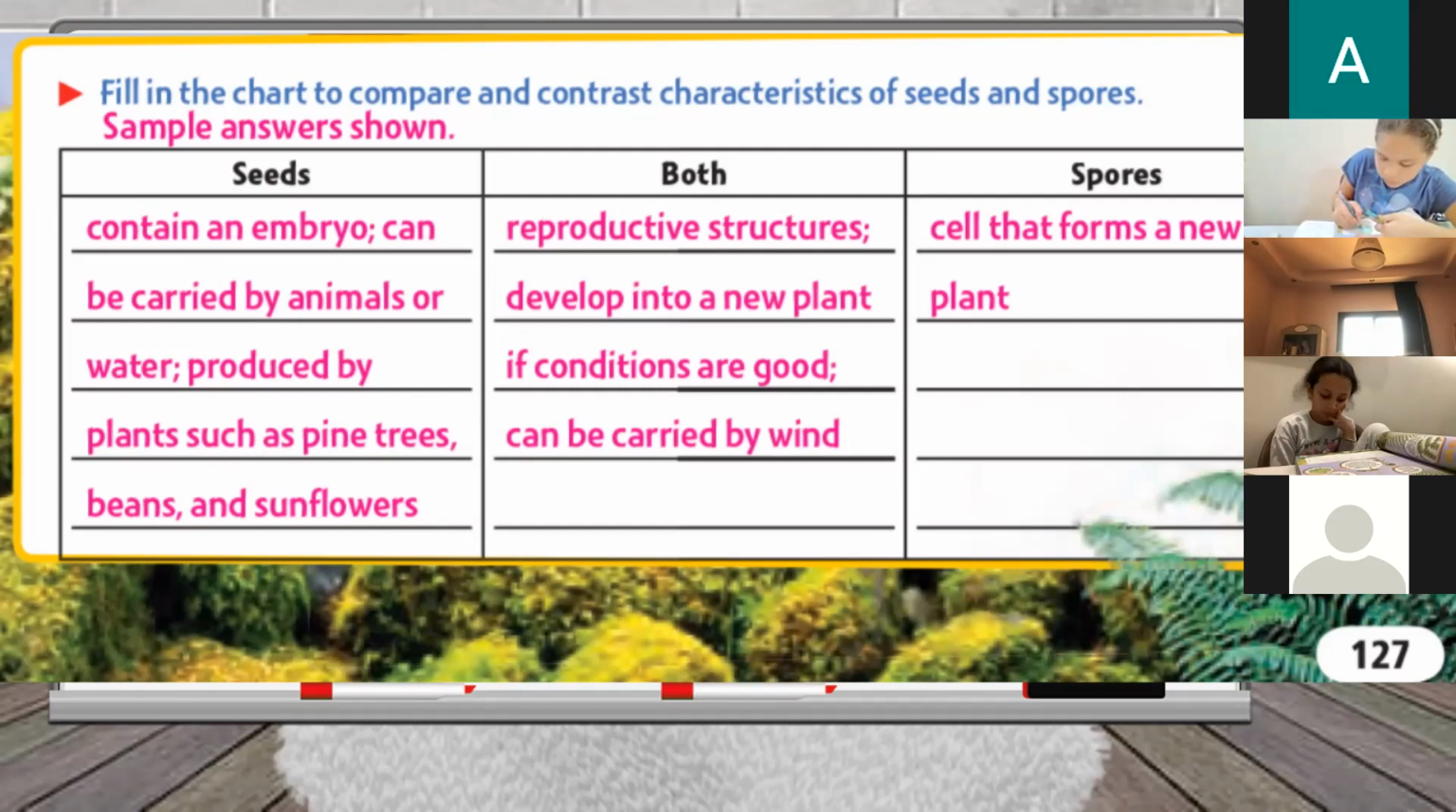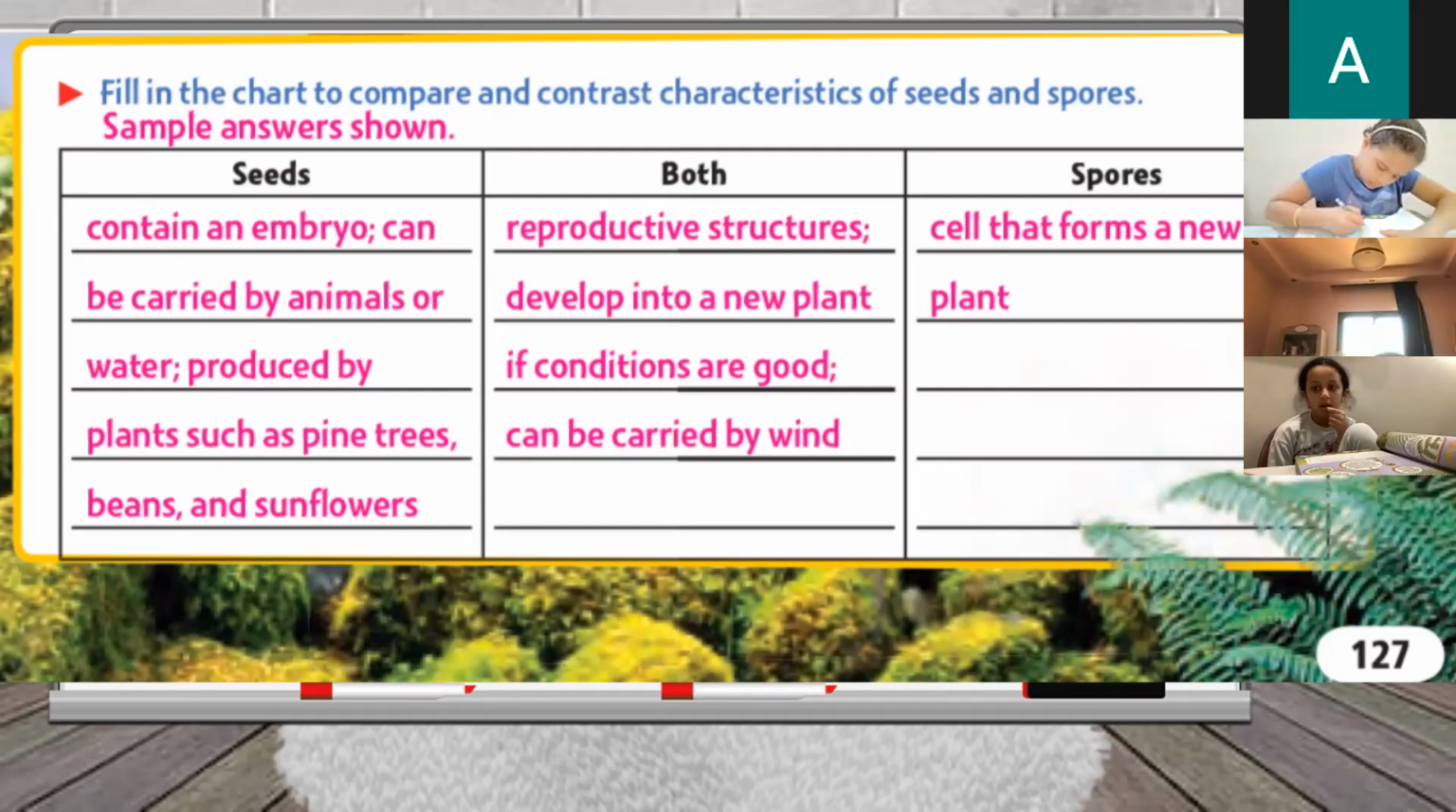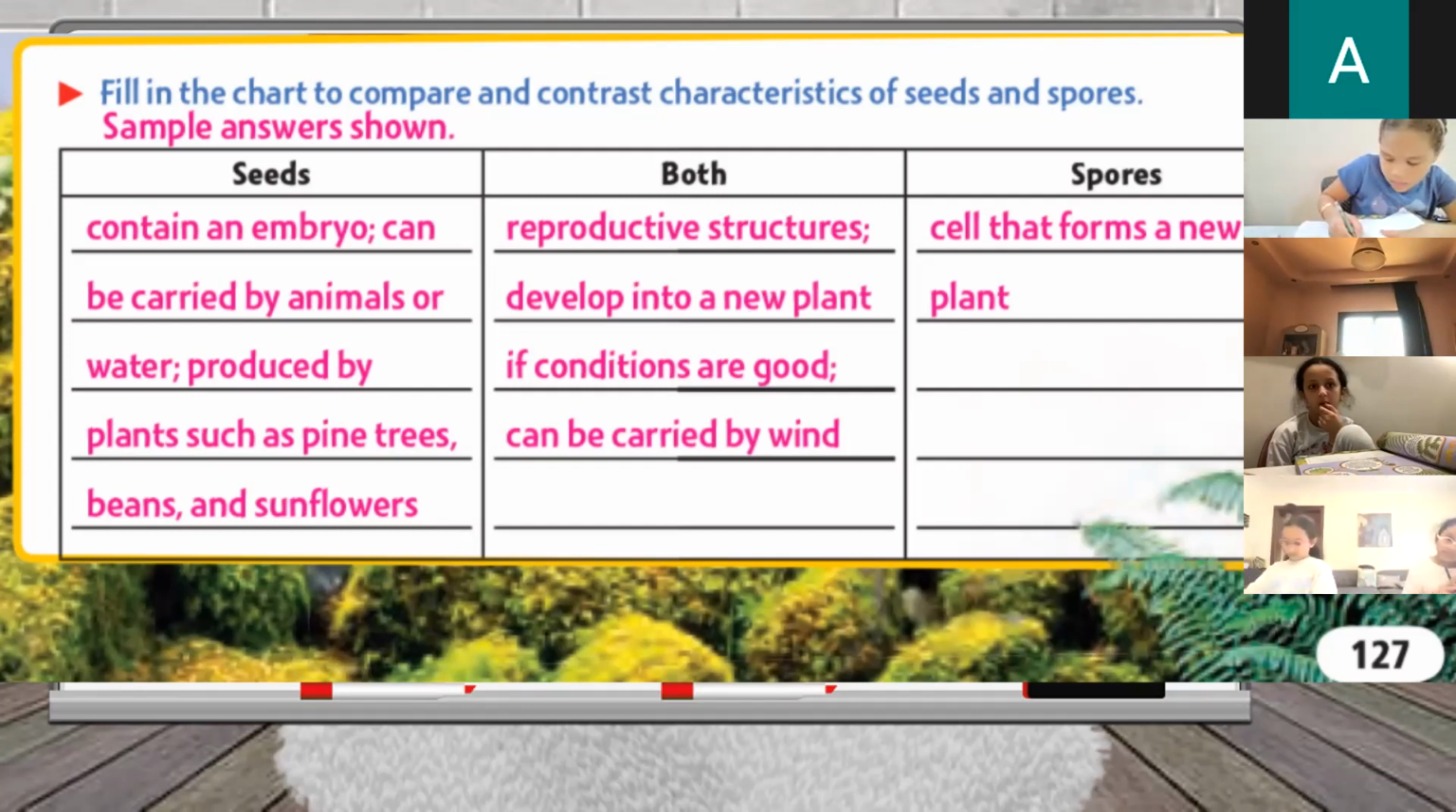Both of them are reproductive structures. They develop into new plants if the conditions are good. Both of them need sunlight, water, air, and space. And also, both of them can be carried away by wind. What is special about spores?